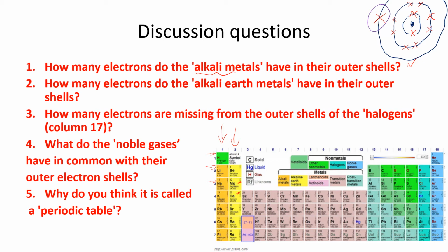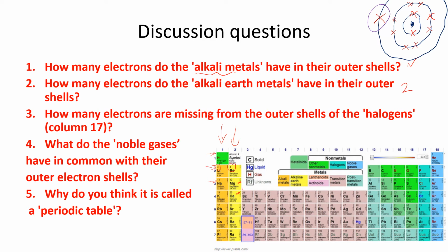Now, if lithium had an atomic number of 3, beryllium's got an atomic number of 4. So he's going to have 1 extra. So he'll have 2 electrons in his outer layer. And all the way down that group, they'll have 2 electrons in their outer layer. So every one of these is going to have 2 electrons. All right.